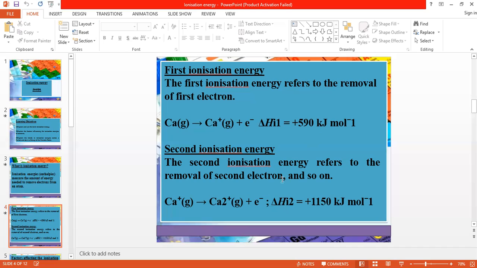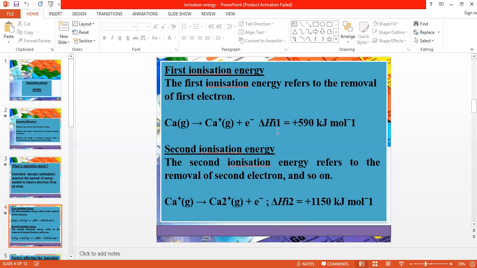What does I1 mean? Ionization energy 1, ionization energy 2. I just wrote a shortcut. I2 means ionization energy 2, and I1 means ionization energy 1. Okay, Salim? Is it clear now what is first and what is second?